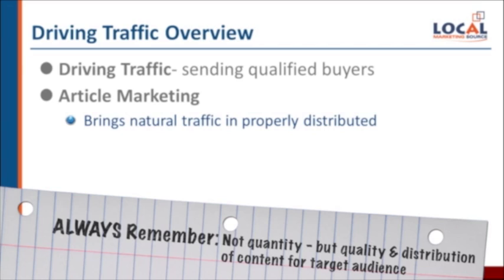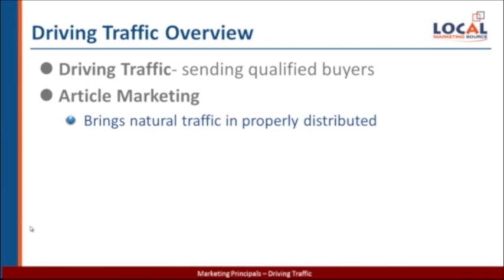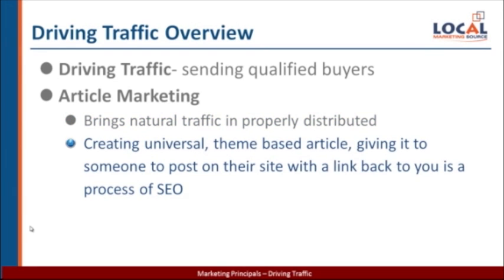But the more links that you point to your website, the higher you're going to rank. So article marketing brings in natural traffic if properly distributed and helps search marketing efforts. Creating a universal theme-based article, giving it to someone to post on their site with a backlink to you is a process of SEO. It is a method to drive direct traffic right from the source. So this one method serves multiple purposes to drive traffic. Several strategies have multiple purposes, you're going to find.